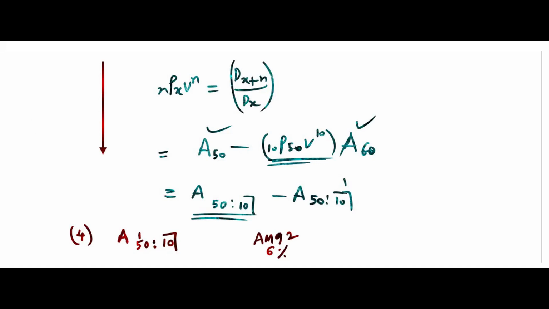But d is given only at 4%. If given 4%, then you have to use d. In my question I gave 6%, so we will not use this directly. You have to use this way. That's all.